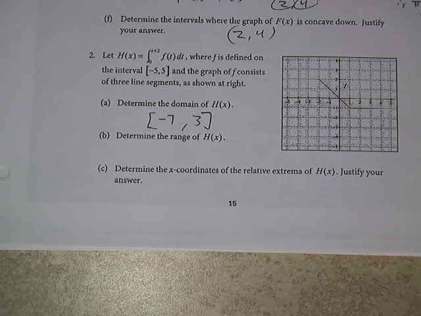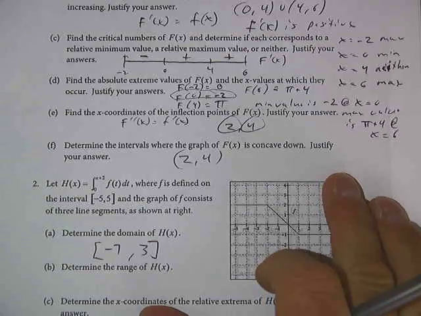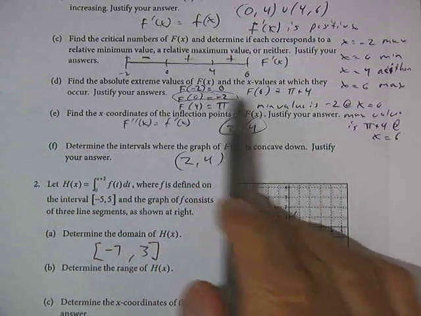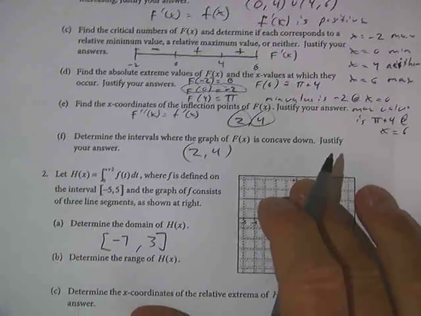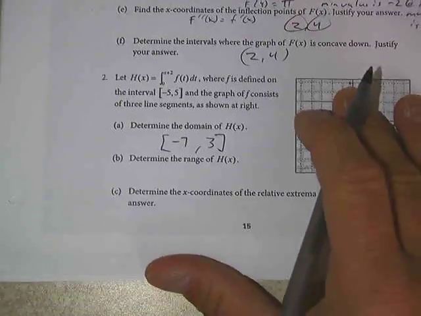And then over here, wouldn't this be a negative 7? I could put a negative 7 in and I would be okay, wouldn't I? I could get an answer for negative 7, because negative 7 would put me to negative 5 for the upper limit. So that would be my domain for h in this case.